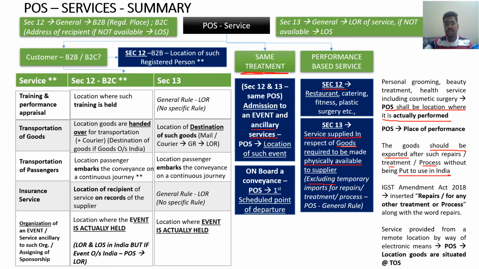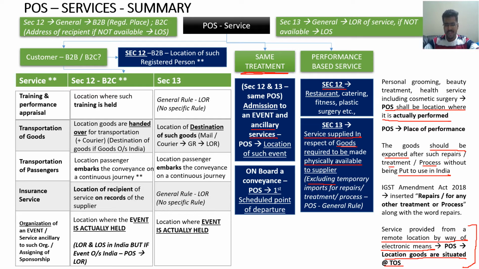Now there is another scenario which can happen. Let's say services are provided from a remote location by way of electronic means, guys. If you look at this para, services provided from a remote location by way of electronic means, right? Then the place of supply will be the location where the goods are situated at the time of supply of service.